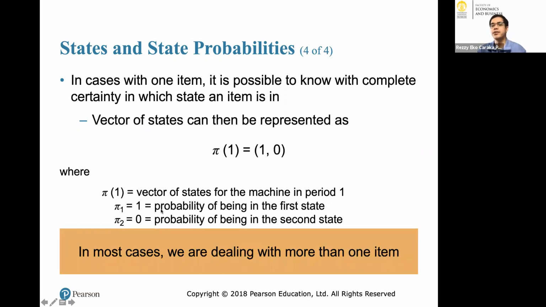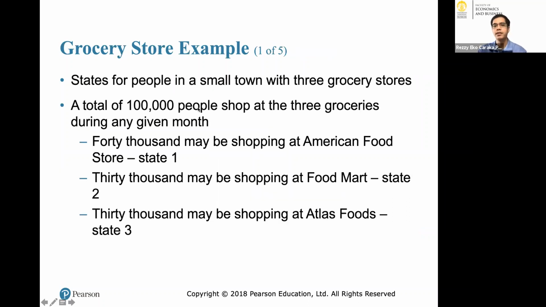But in most cases, you are dealing with more than one item. What if you have two variables, or three variables, or if you're talking about big data, about 1,000 variables? State space can deal with that, even if we have more than 1,000 variables. So for example, about groceries, the question is about the states for people in a small town with 3 grocery stores. So this is our information. We have 100,000 people shopping at the 3 groceries during any given month.